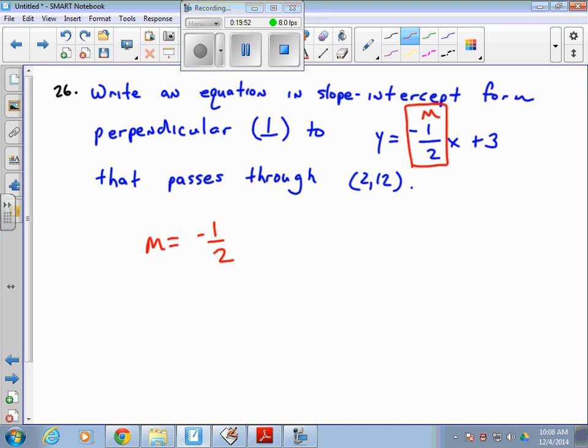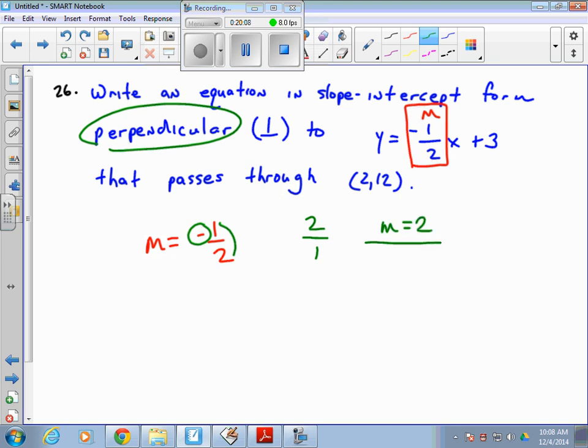It says that they're perpendicular, though. Remember, perpendicular, you use the negative reciprocal. Flip it, it becomes 2 over 1, and it's already negative. Change it to make it positive, 2 over 1. So the new slope is positive 2. The perpendicular slope is positive 2.